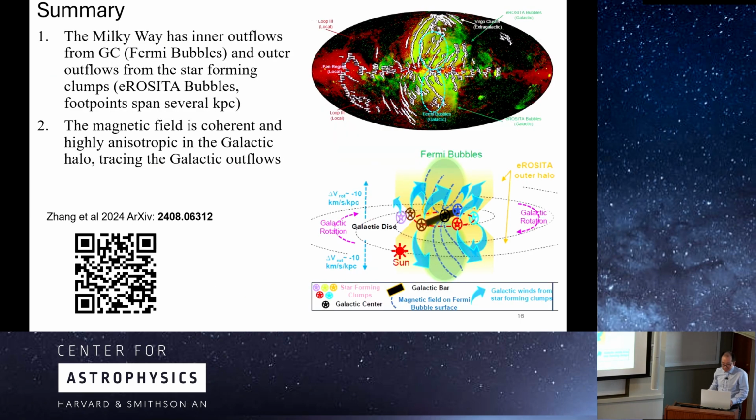The take-home message I want to give you is, first of all, there's an inner outflow, which is the Fermi bubble, and there's an outer outflow, which is the eROSITA bubble. So they may have different dynamics. The foot points are quite separated for the eROSITA bubble. And also the magnetic field line is filamented and coherent, tracing the outflow gas. Why it can survive to such height, we have no idea. There should be future studies for this. And this is our paper. Here's a QR code. Thank you very much.